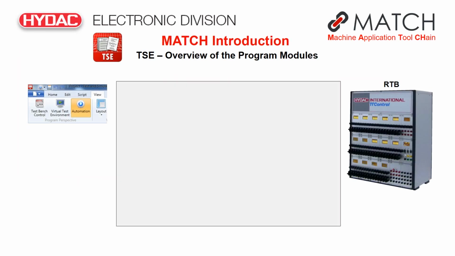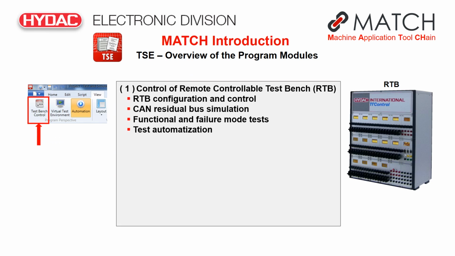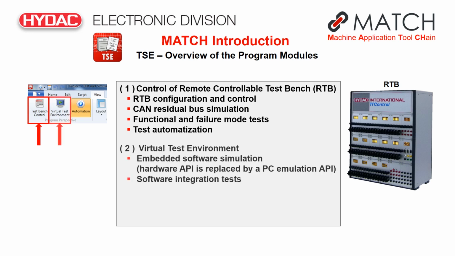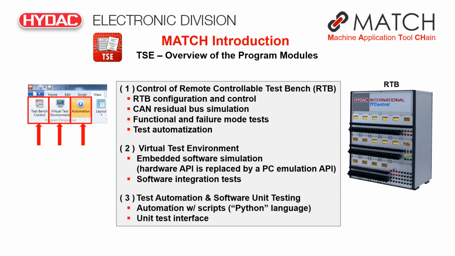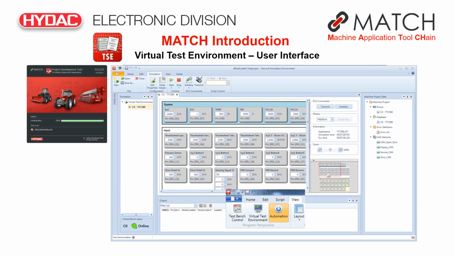The first test bench control, which includes the configuration of the test bench, CAN bus simulation, function and failure mode tests, and test automation. Second, the virtual test environment, which allows for embedded software simulation and software integration tests. Third, the test automation and software unit testing includes automation with Python scripts and the unit test interface. By selecting the virtual test environment, the user can view a graphical representation of the TSE test and simulation environment.